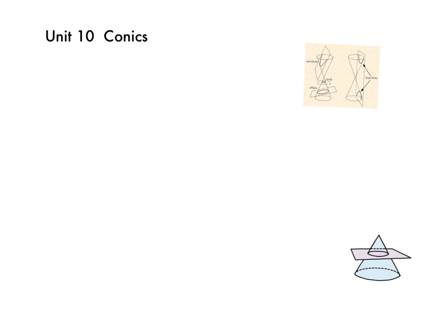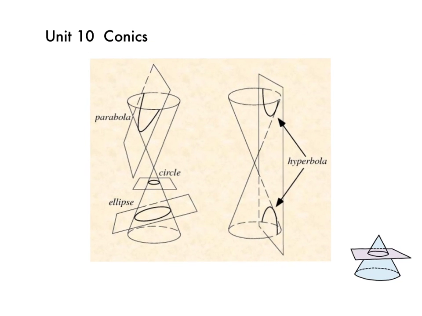Welcome. Let's talk about conics. Where do they get their name? Now, if you take cones and slice them, you're going to get different shapes. You get a parabola. If you go straight across, you get a circle. A little diagonal gives you an ellipse, and a hyperbola, like so.